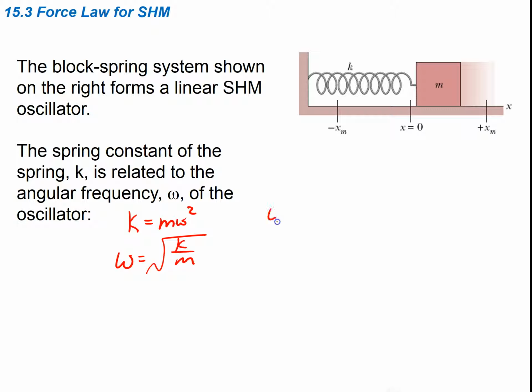Now we also know that omega is 2 pi over the period. So if I wanted to find the period, I can just replace my omega with 2 pi over the period and then solve for T. And that would get me 2 pi times the square root of the mass divided by k, which is, again, the spring constant. k is equal to the spring constant, and that's going to depend on each individual spring. Basically, how elastic is it? How stretchy is it?